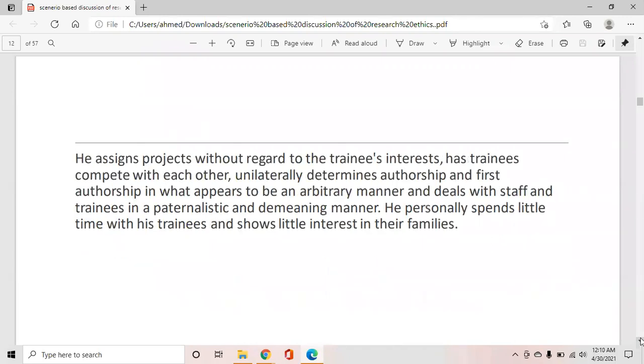And he assigns projects without regard to the trainees' interest. He has trainees compete with each other, unilaterally determines authorship and first authorship in what appears to be an arbitrary manner, and deals with the staff and trainees in a paternalistic and demeaning manner. He personally spends little time with his trainees and shows little interest in their families. Keeping in view research ethics, which ethic is strictly followed by Jones in this case scenario?